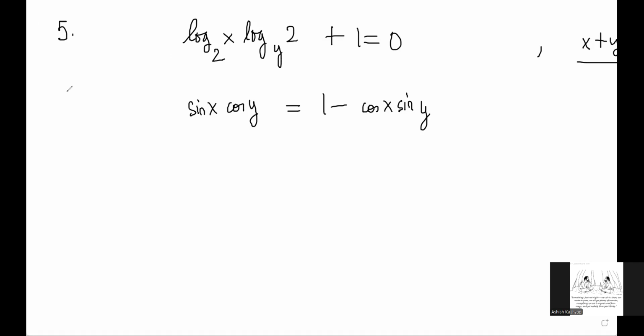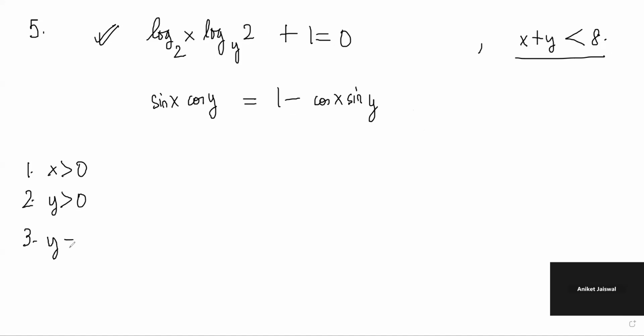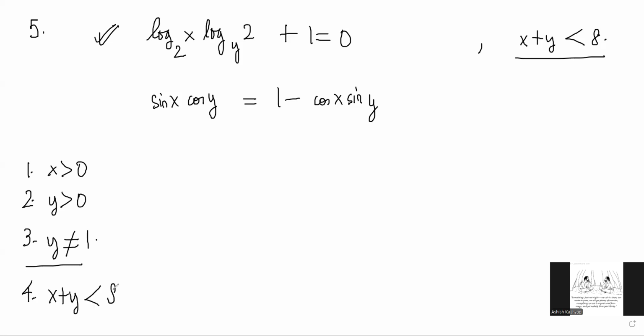So first of all, whenever the log and all is there, you should look at the domain once, because this equation is going to be defined only in certain situations, right? Like x should be positive, y also should be positive and not equal to 1. So this equation will be defined only in that situation. There is no other restriction because trigonometric functions sine and cos are defined for all reals, right? So this is already present, these conditions. The fourth condition is x plus y is less than 8.